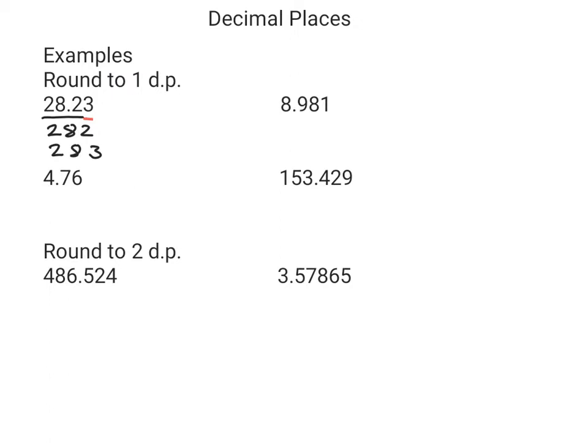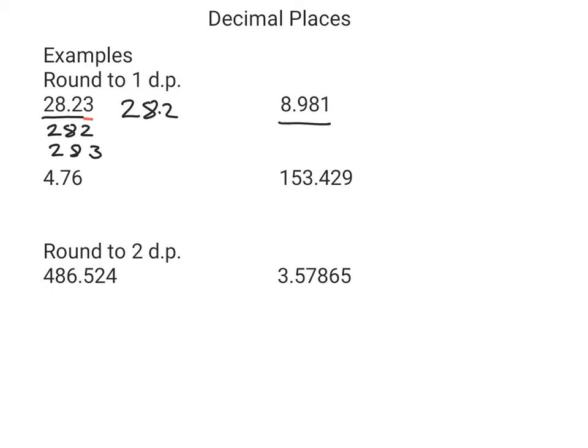Now if that digit is a 5 or more, I take the bigger number. If it's a 4 or less, I take the smaller number. So this is a 3, it's 4 or less, so I want to take the smaller number, 282, and then I put the decimal point back in.